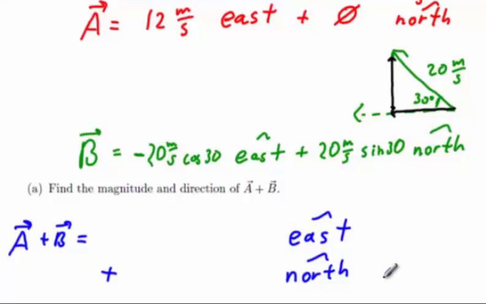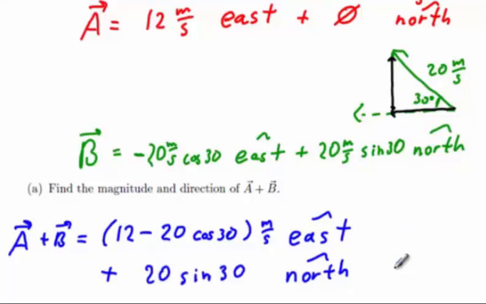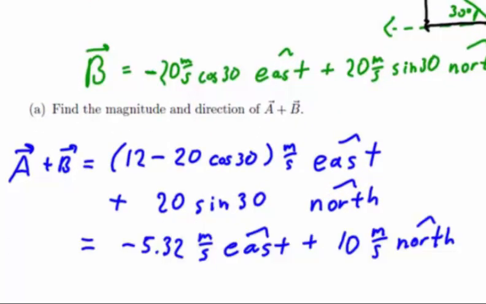For its east component, we add the two east components of A and B together with one another, yielding 12 minus 20 meters per second times cosine 30. And when we add the north components of these two vectors, we get 20 sine of 30. We can do the algebra to yield this in a little bit more compact form, with the result negative 5.32 meters per second east and 10 meters per second north. This vector, because of the negative east component, is a little bit west of pointing directly north.